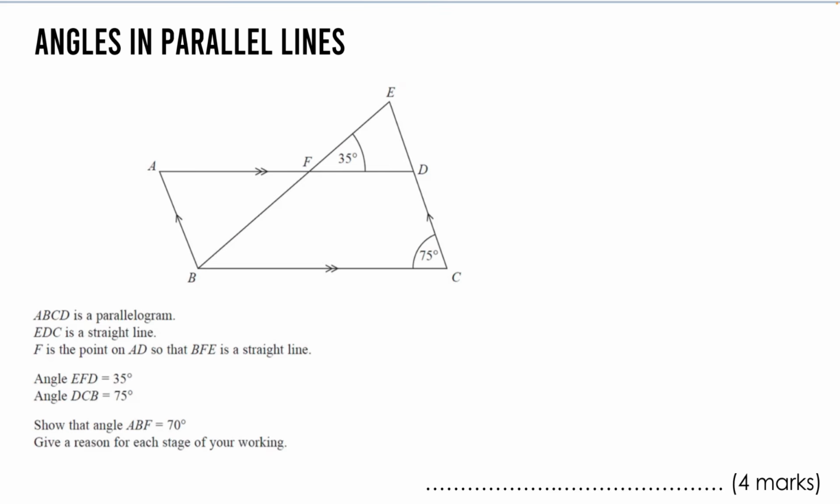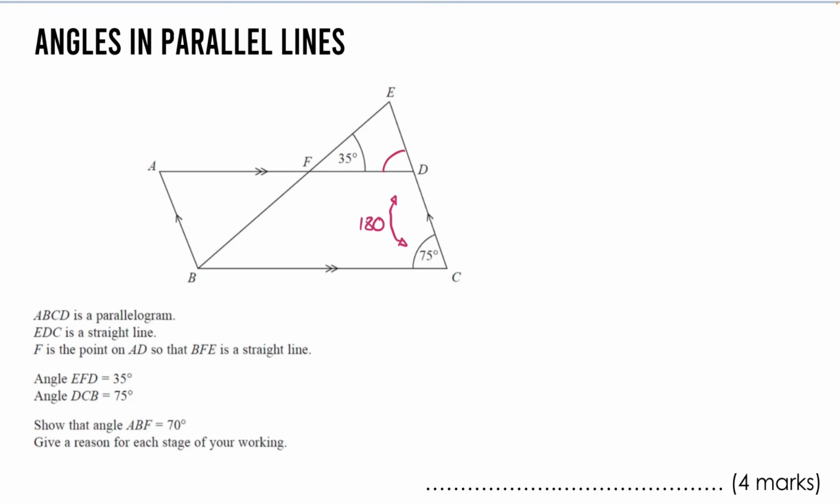Co-interior angles are these two here, where they are on the same side and they make that little bit of a C shape or a backward C shape, and these add up to 180 degrees. But you also have corresponding angles, which make the nice F shape, and you have alternate angles, which make a Z shape. So we're looking at the corresponding angle up here. These two are the same.